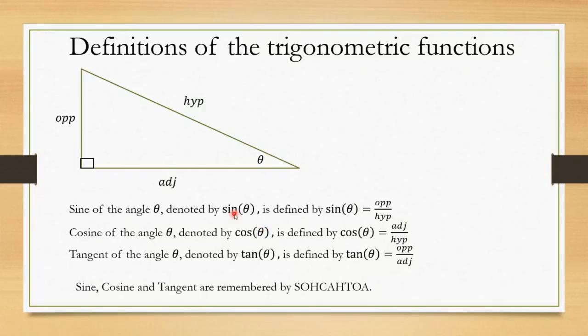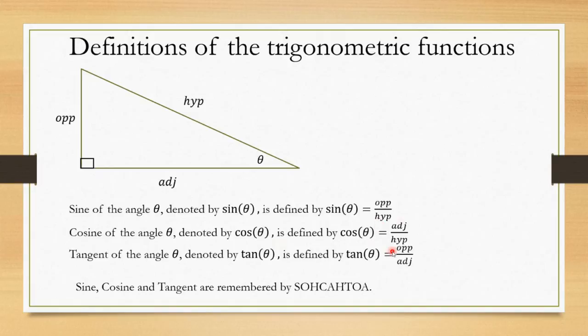Cosine of theta, by definition, is the length of the adjacent side divided by the length of the hypotenuse. Tangent of theta, by definition, is the length of the opposite side over the length of the adjacent side. Again, this is all definition. I think the Greeks were the ones that came up with this. Pretty sure they were.